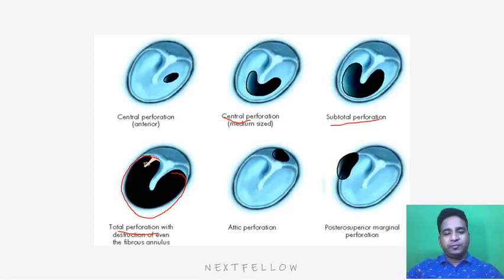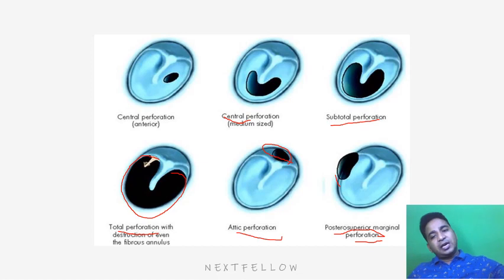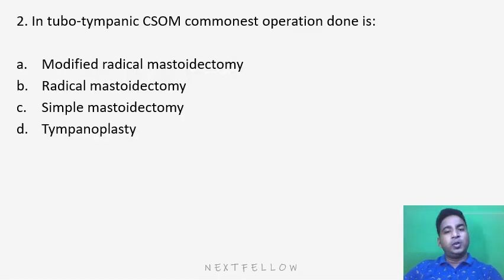And then comes the attic perforation. It is an unsafe type where the perforation is in the pars flaccida. You can see the location of the perforation. It's in the attic region. And the last one is the posterior superior marginal perforation. You can see the margins are involved. On one side, there is no continuity of the pars tensa. It is just attached to the bone. So in that case, the squamous epithelium from the external auditory canal or any sort of infection can directly go into the attic or antrum, leading to the atticoantral variety of CSOM.